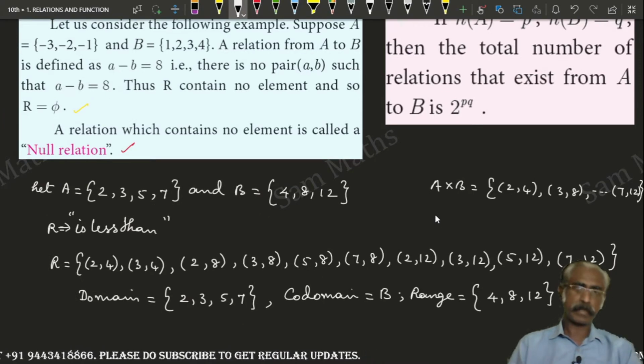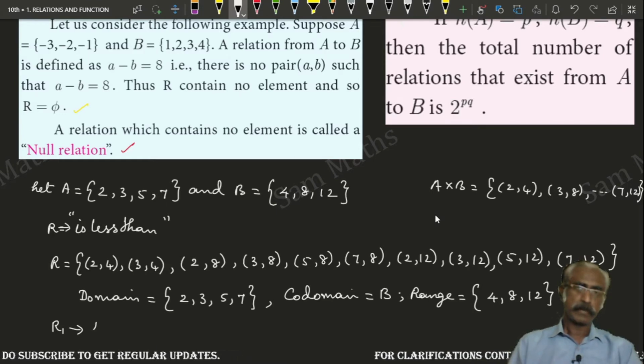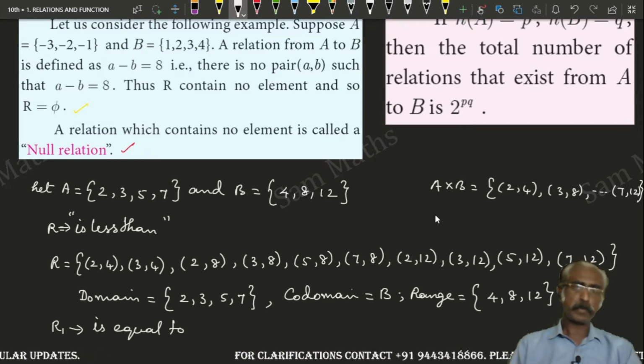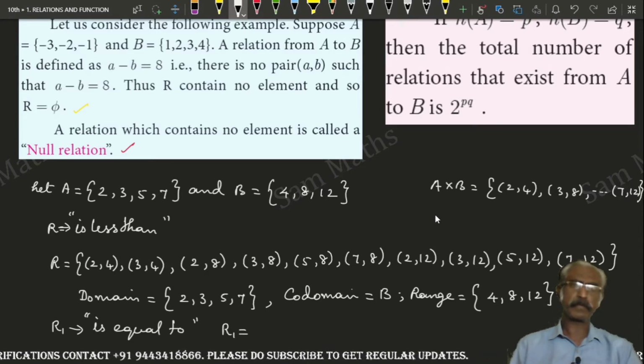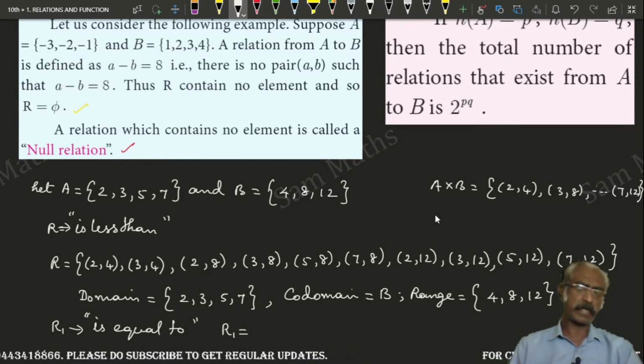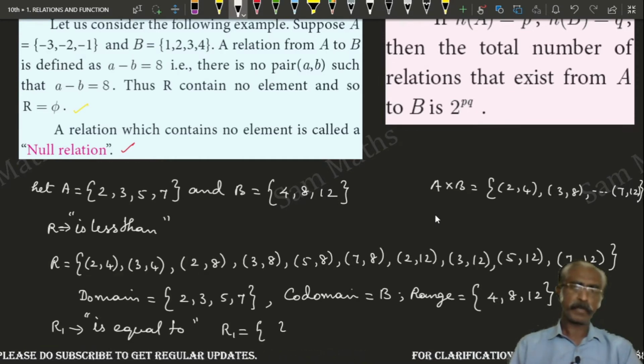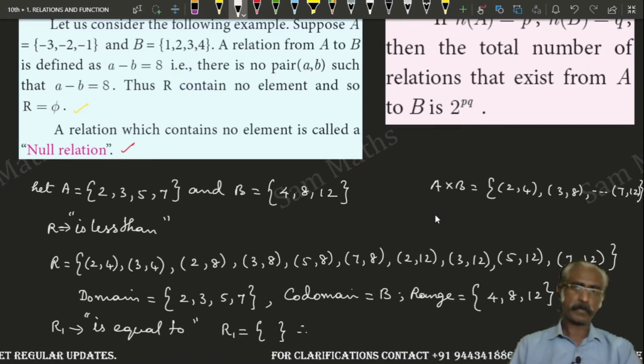Suppose I am taking another relation, R1, is equal to. Is equal to is the relation I am assuming here, for the same sets A and B. Here no number from A is equal to the next number from B. 2 is not equal to 4, I can't take 2, 4. Like that you can check. I am getting the null set. Therefore R1 is the null relation.